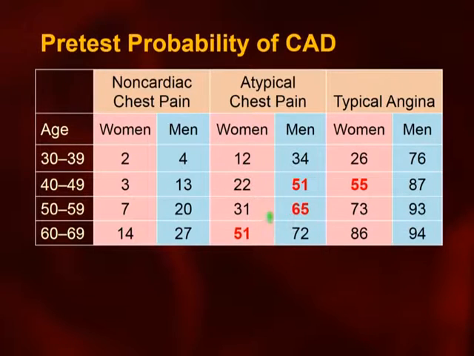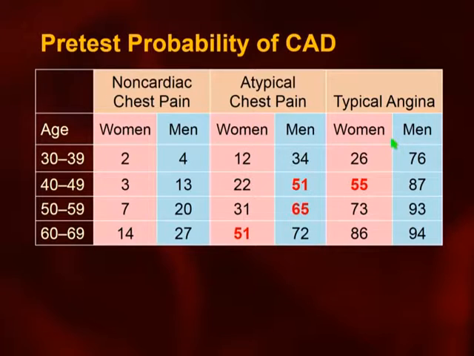So take a look, for instance, at the female patient who is in the age range of 30 to 39, and she has atypical chest pain. Her pretest probability of having coronary artery disease is really only 12%. And so if you get an exercise treadmill test and it's positive, it's likely to be a false positive. So that doesn't help you as much.